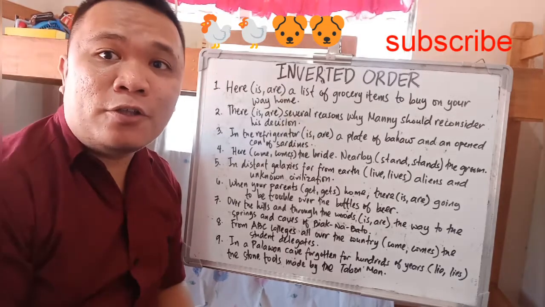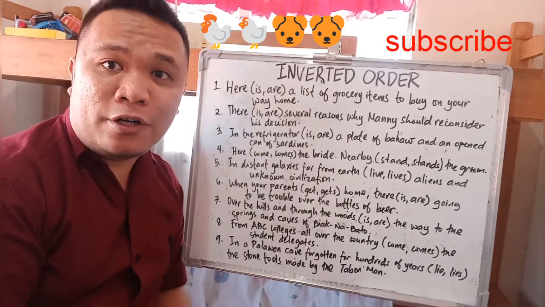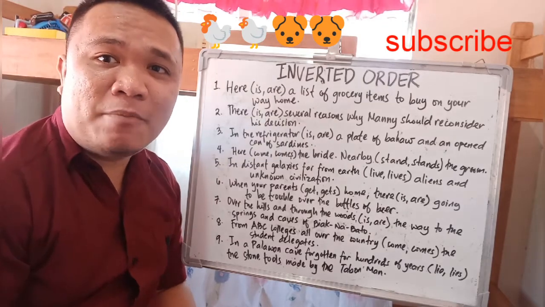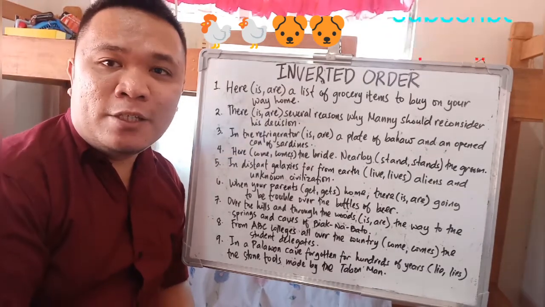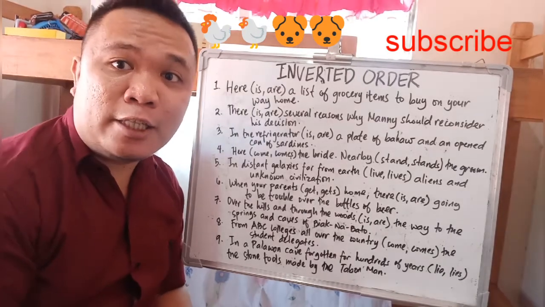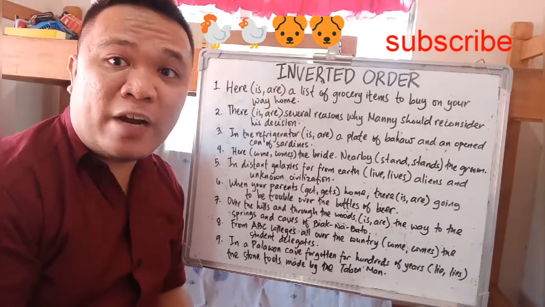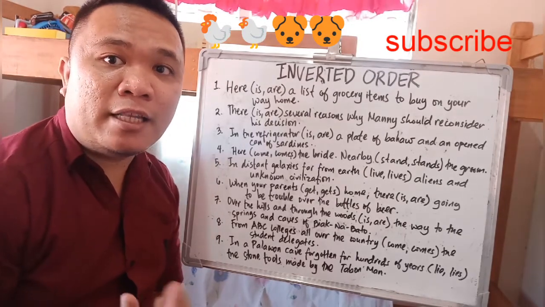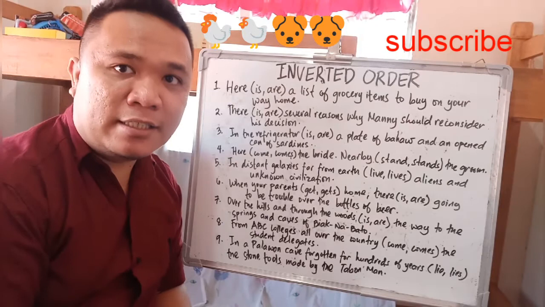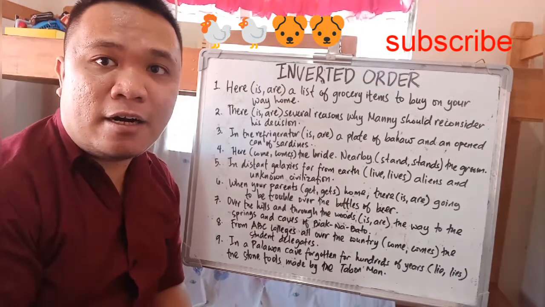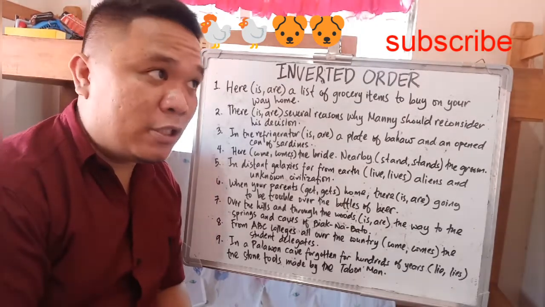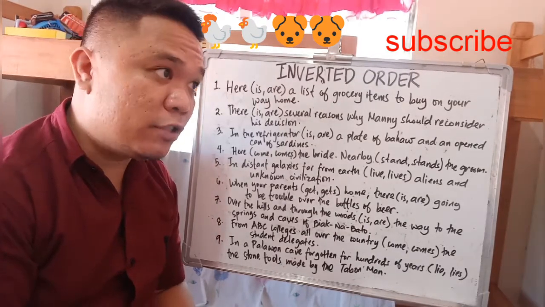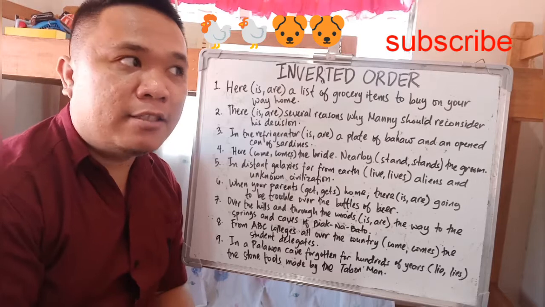So today we're going to talk about inverted order in a subject-verb agreement manner. So let's first talk about what is an inverted order. An inverted order is a sentence order where the phrases, clauses, and some other words are written at the beginning of the sentence. These phrases are prepositional phrases, adverbial words such as here and there, and some other words.